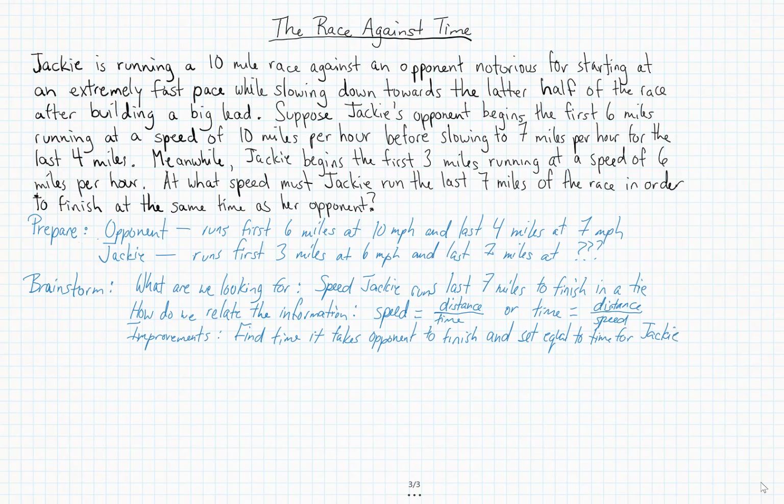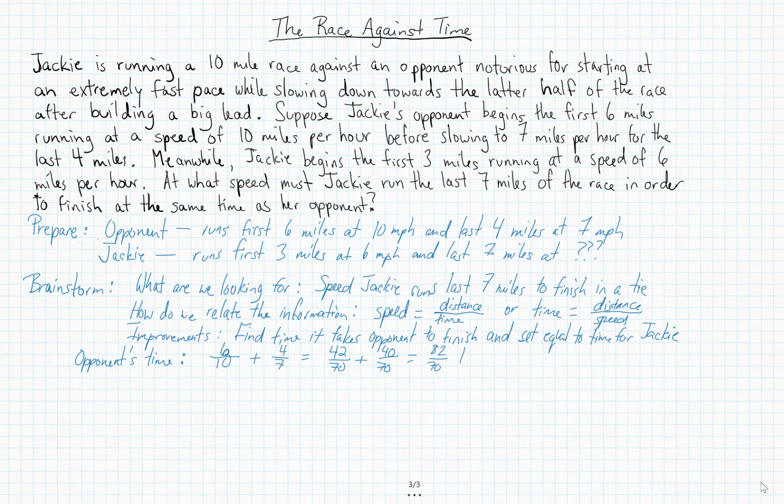So we'll begin with the opponent's time. The distance is 6 miles for the first part, and then we have to divide that by the speed of those first 6 miles. Well, the speed is 10 miles per hour. And then the other leg, we'll add this together, there's 4 more miles left, and we have to divide that by the speed, so the speed is 7. Now, making this have a common denominator, that would be 42 over 70 plus 40 over 70, I believe. And we get 82 over 70 hours, right?